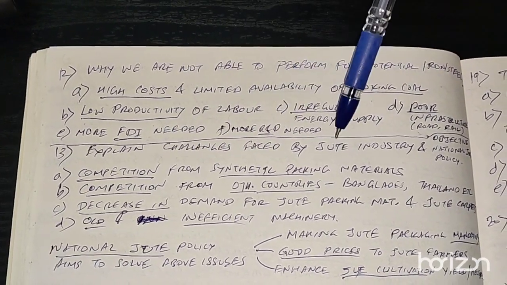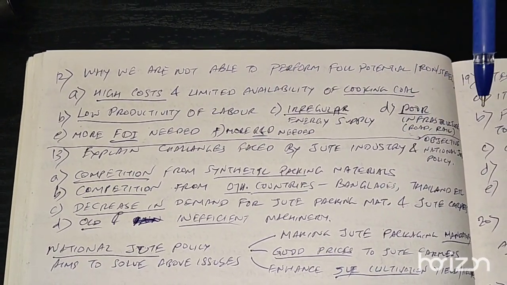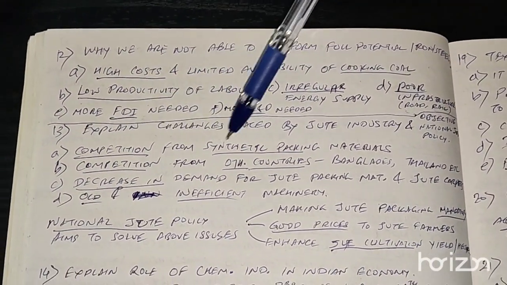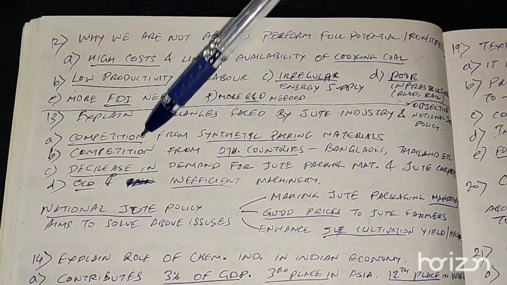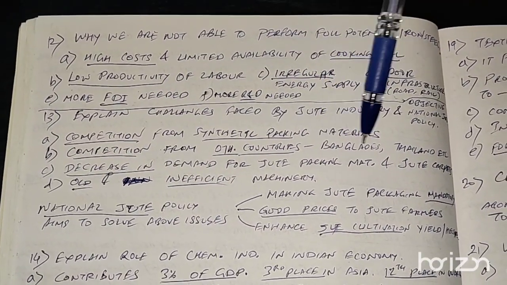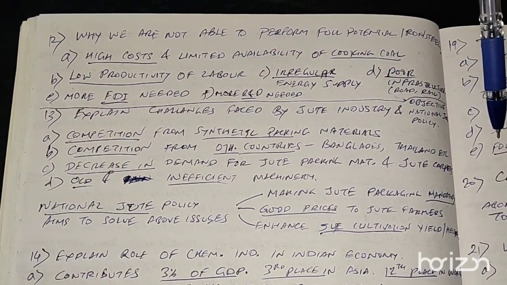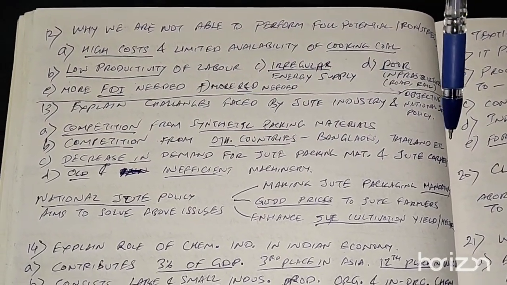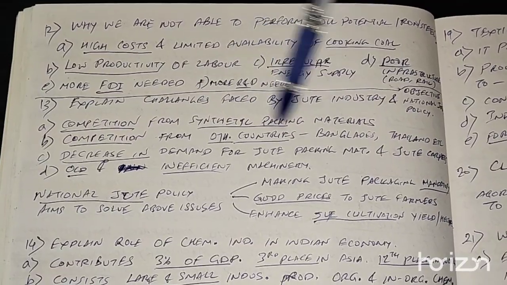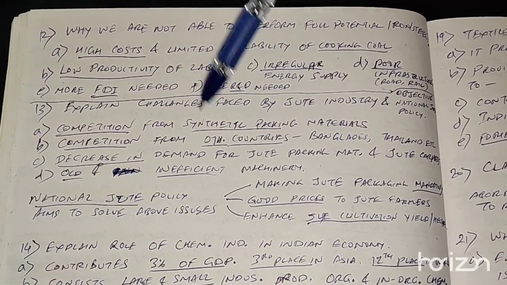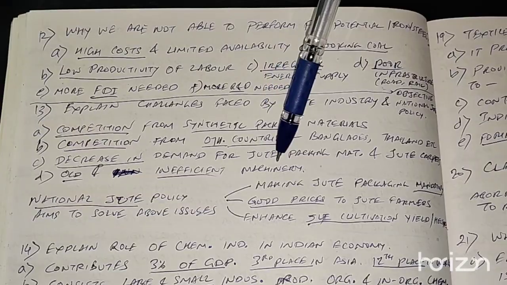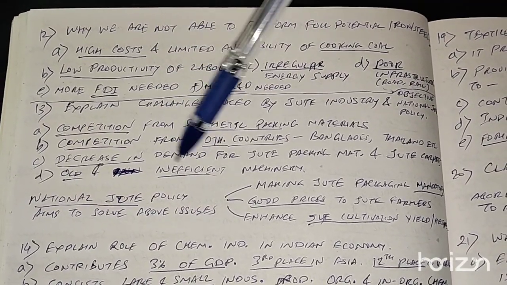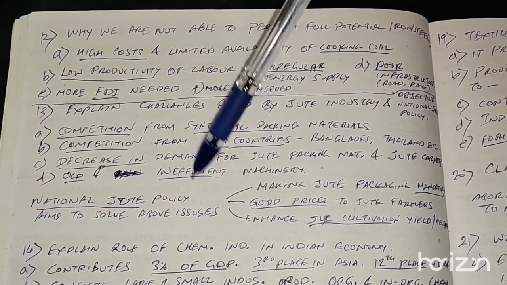Next question: explain challenges faced by the jute industry and objectives of the National Jute Policy. Jute has competition from synthetic packing materials. It also has competition from other countries such as Bangladesh, Thailand, etc., who also produce jute. And there is a decrease in demand for jute packing materials and jute carpets because of synthetic packaging materials coming into the market. And we are currently using old and inefficient machinery to manufacture jute. So because of all these reasons, these are challenges faced by the jute industry.